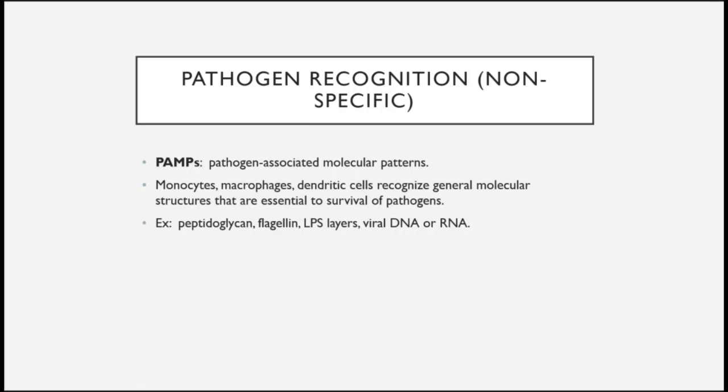Take a moment to try and think of things that might be unique to pathogens on the outer part of their cell walls that our cells do not have. You may have thought of such examples as peptidoglycan, flagellin, the LPS layer, and then other components such as viral DNA or RNA, which is unique.